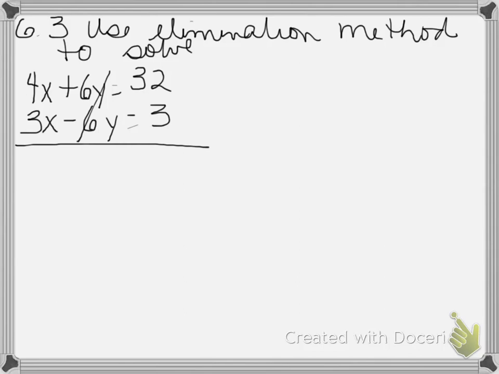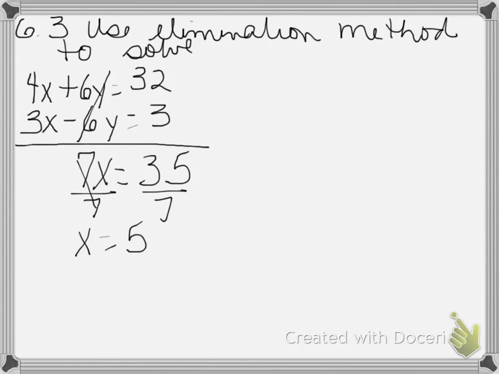4x plus 3x is 7x is equal to 32 plus 3 is 35. Solve for x. So we divide by 7 and we get x is equal to 5. Now we need to find y. So we can plug in 5 for x in either equation, either the first or the second equation. I'm going to plug it in to the second equation.